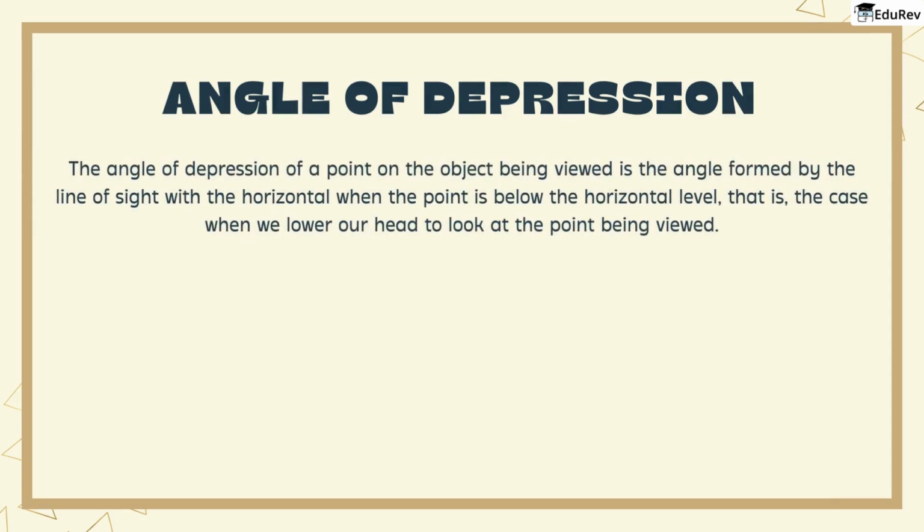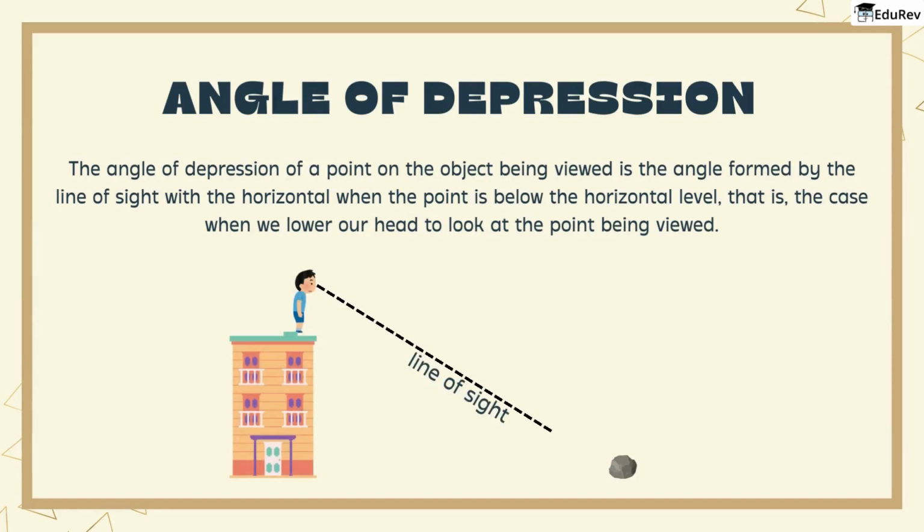Angle of depression. The angle of depression of a point on the object being viewed is the angle formed by the line of sight with the horizontal when the point is below the horizontal level, that is, the case when we lower our head to look at the point being viewed. Let's check out some questions.